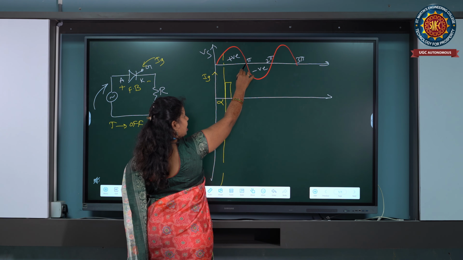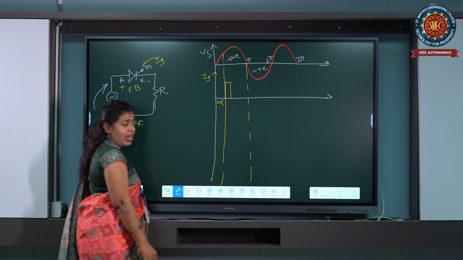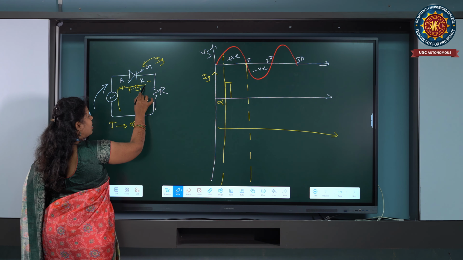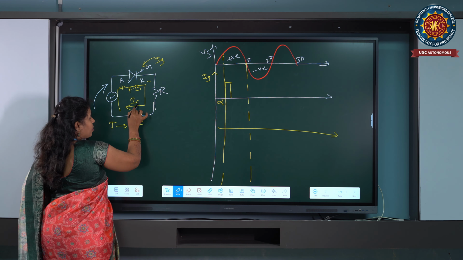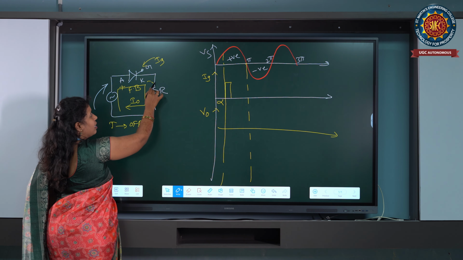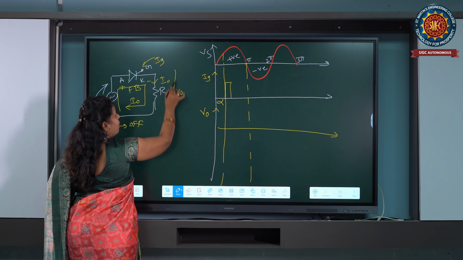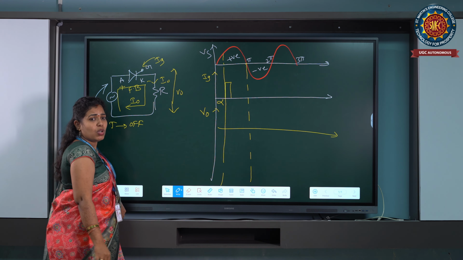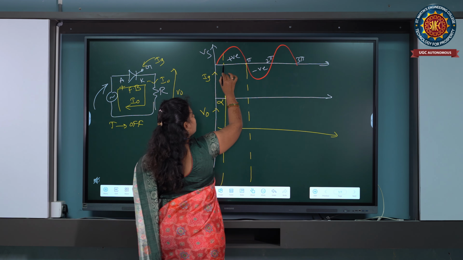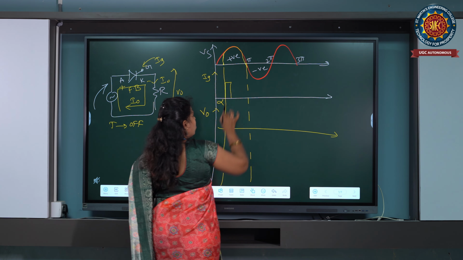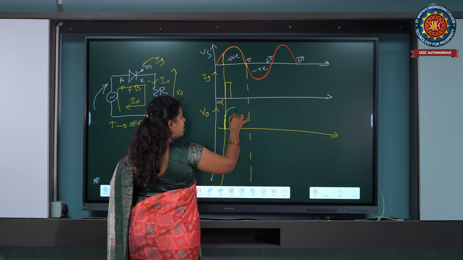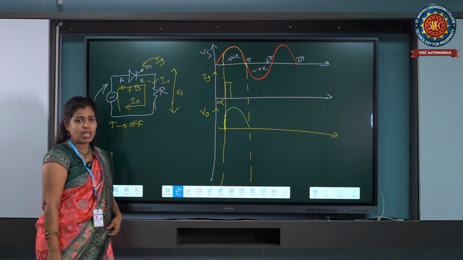Whenever we give the triggering pulses to the thyristor at alpha, the thyristor starts conducting and current flows through the thyristor to the load, that is the output current. Due to this output current flowing through the resistor, some output voltage appears across the load. That output voltage follows the supply voltage, like this. Whatever the supply voltage is, the total supply voltage appears across the load.